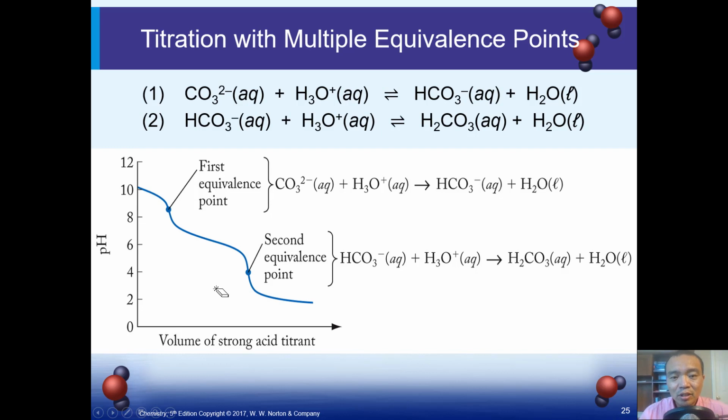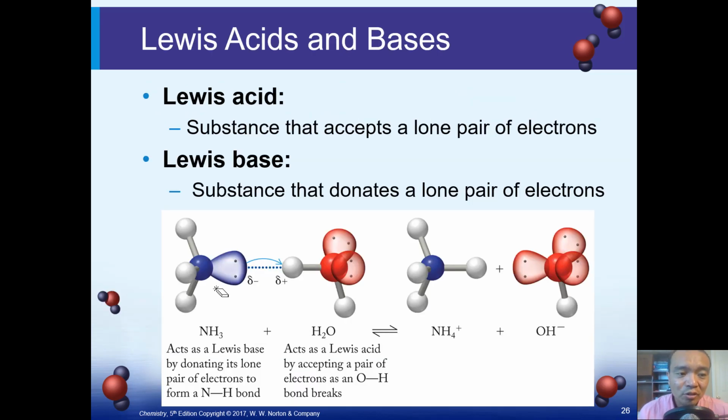Next, we are going to talk about so-called Lewis acids and bases. We already had some discussions in the previous chapter, but now let's use some pictures to have a better idea about what a Lewis acid and a Lewis base is. A Lewis acid is a substance that accepts a lone pair of electrons. So basically, a Lewis acid is an electron acceptor. A Lewis base is an electron pair donor.